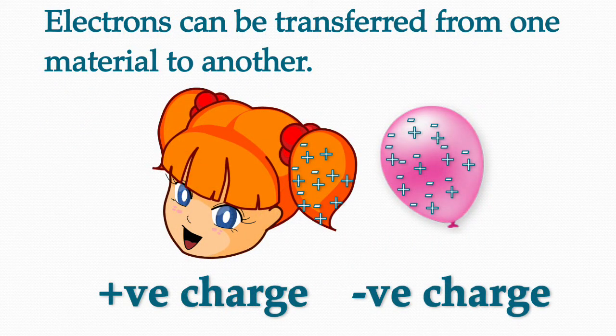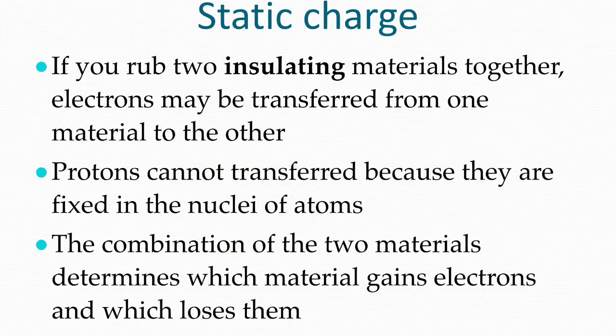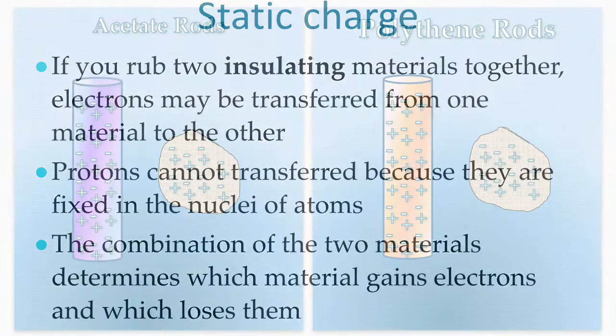This gave the balloon an overall negative charge because of all of the extra electrons. Remember, only the electrons move. Although electrons can be transferred in this way, protons are fixed in the nucleus of the atom and can't move. Which material gains the electrons depends on their material properties. You don't need to know this.